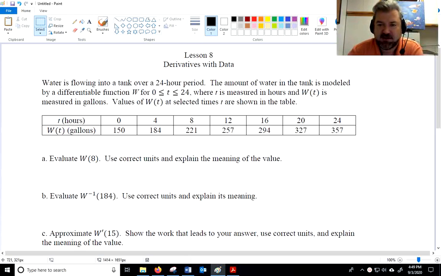Hi, welcome back. Can you believe it? It's our last lesson in our second unit in AP Calculus. This lesson is all about derivatives with data.